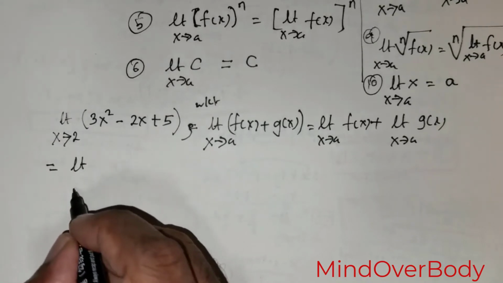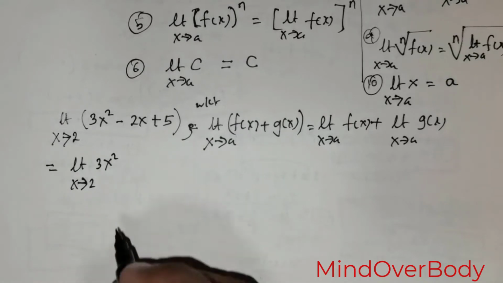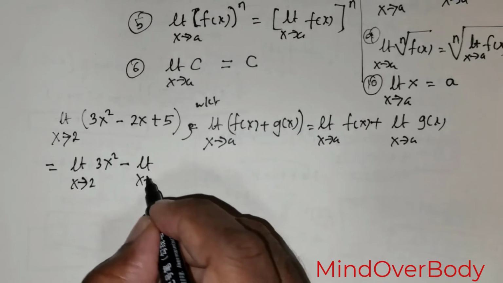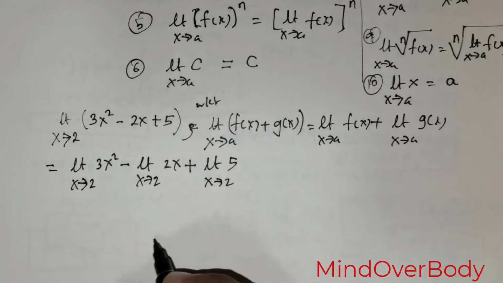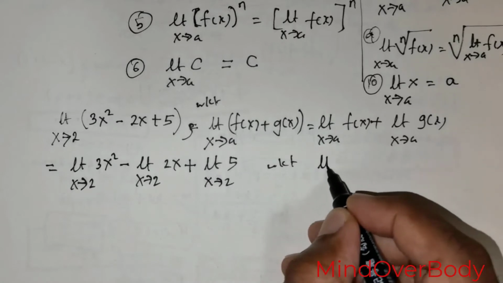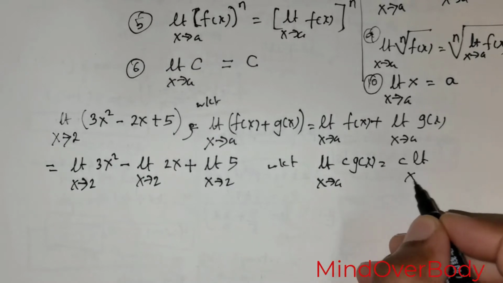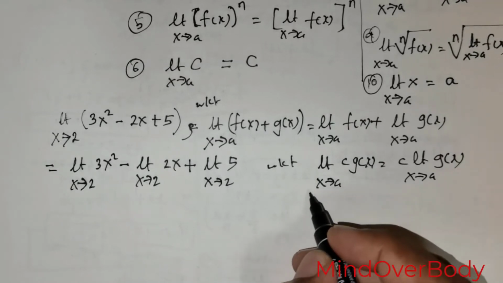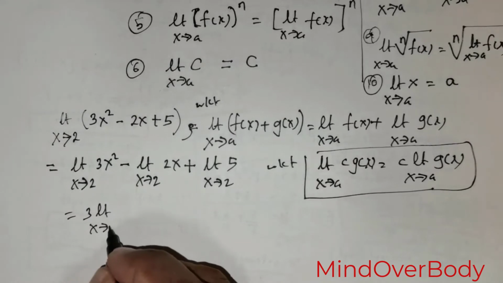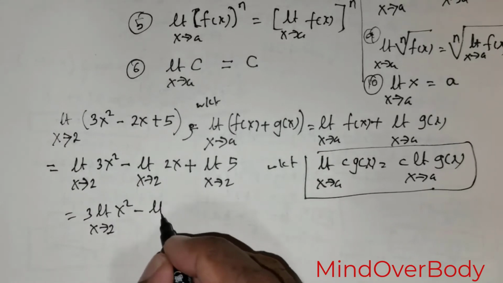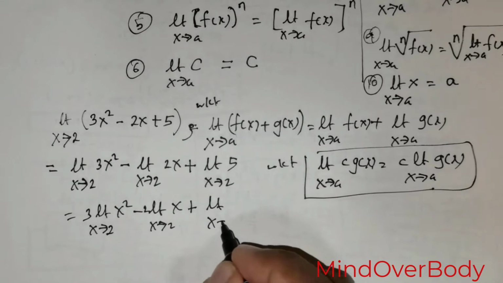So I'm going to rewrite this as limit x tending to 2 of 3x squared negative limit x tending to 2 of 2x positive limit x tending to 2 of 5. Next, we know the scalar property: limit x tending to a of c times g of x is equal to c times limit x tending to a of g of x. So by this property, this is equal to 3 times limit x tending to 2 of x squared negative 2 times limit x tending to 2 of x positive limit x tending to 2 of 5.